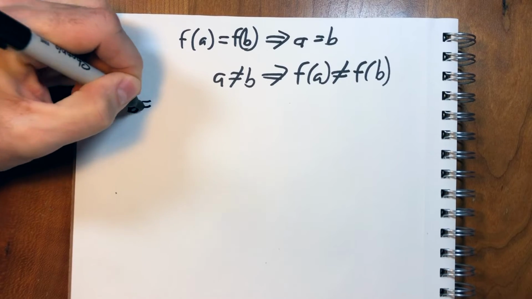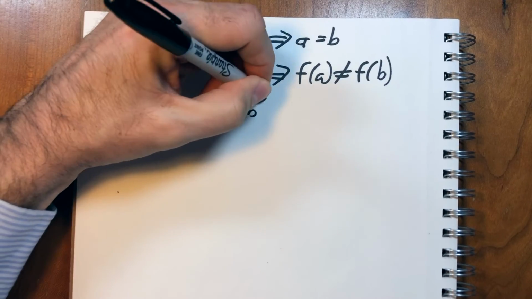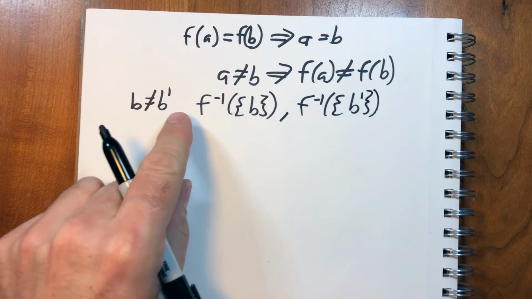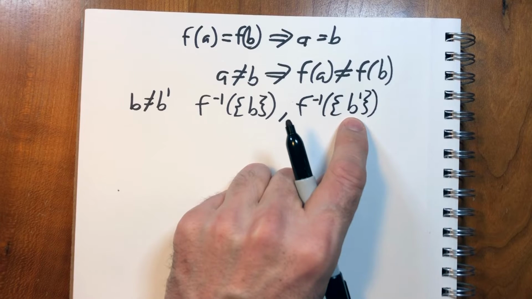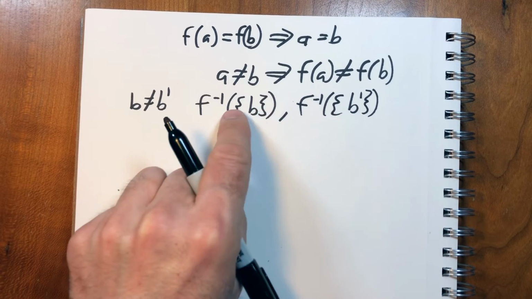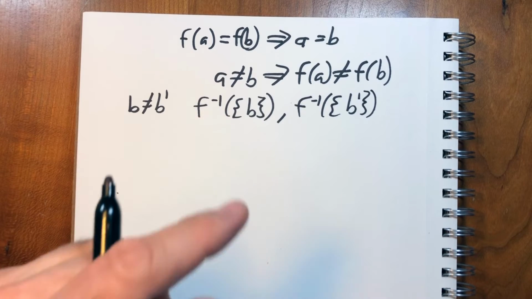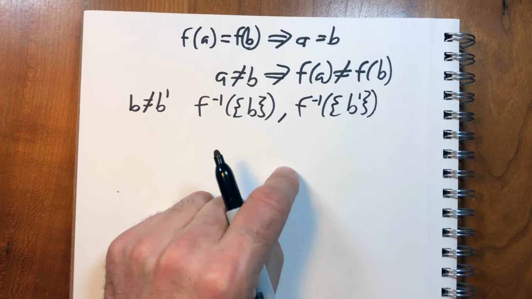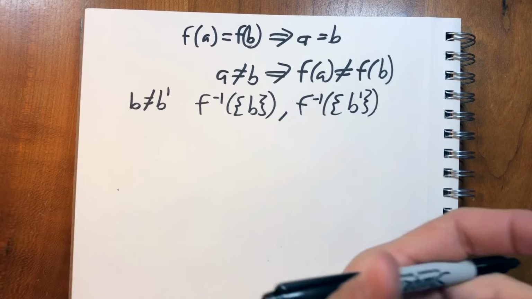So let's take two elements. If b does not equal b prime, so if we think of two of the images, the pre-image of b and the pre-image of b prime, then these two sets have to be disjoint. And that's just obvious from the definition of a function, because each element in A can only map to one element in B. So one element of A can't possibly be in two separate pre-images.